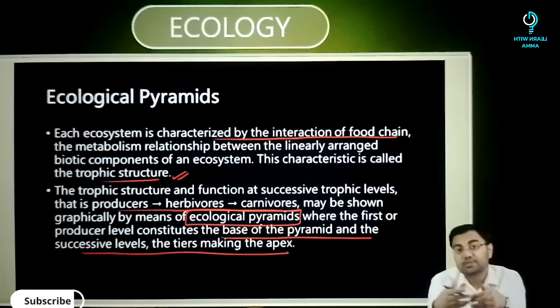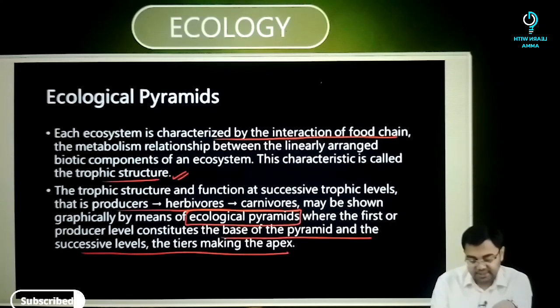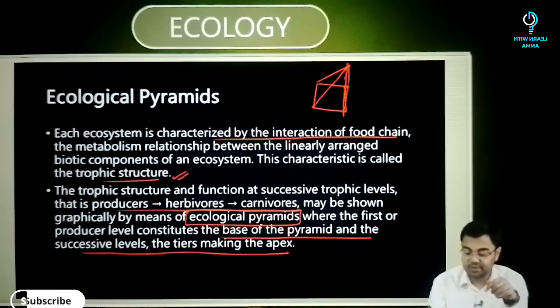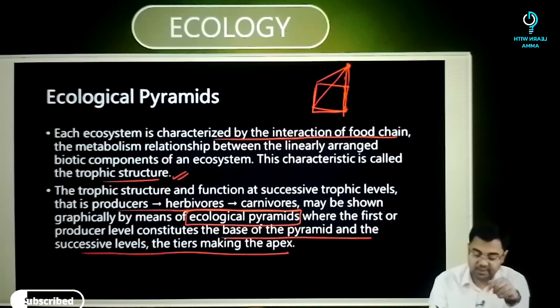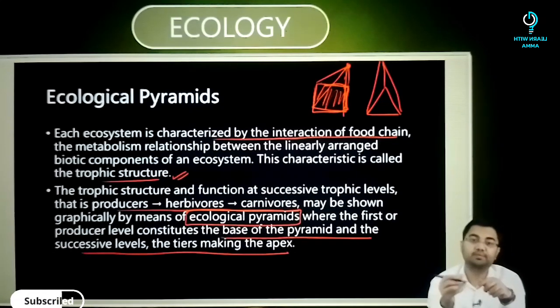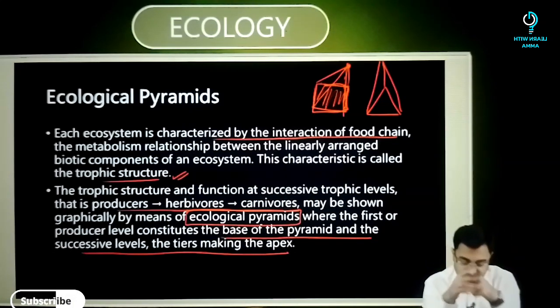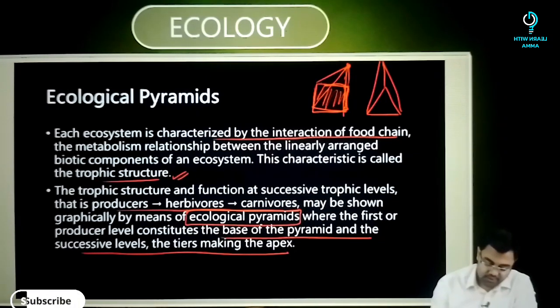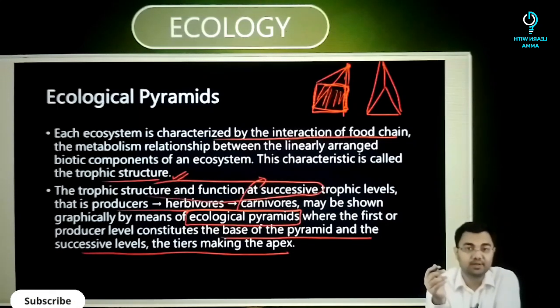So first of all, what is a pyramid? A pyramid is basically any shape that has an apex and has a base. So you can say that this is a kind of pyramid where there is an apex and you have a base at the bottom. Normally whenever we make a pyramid, we see it as having a triangular base and then an apex at the top. So ecological pyramids basically show us the trophic structure and function at each successive trophic level.